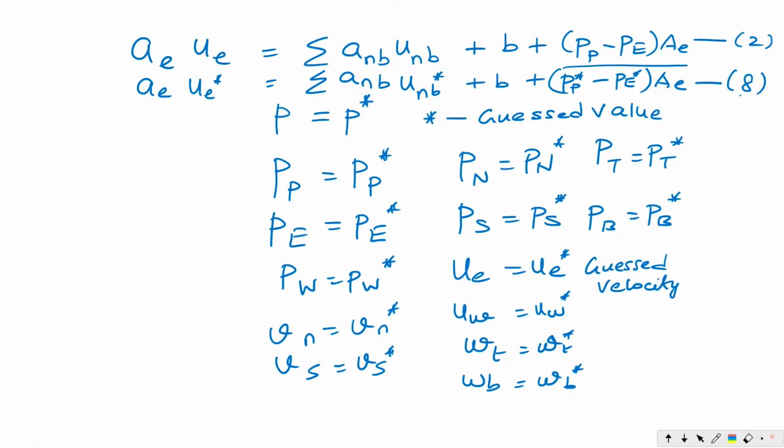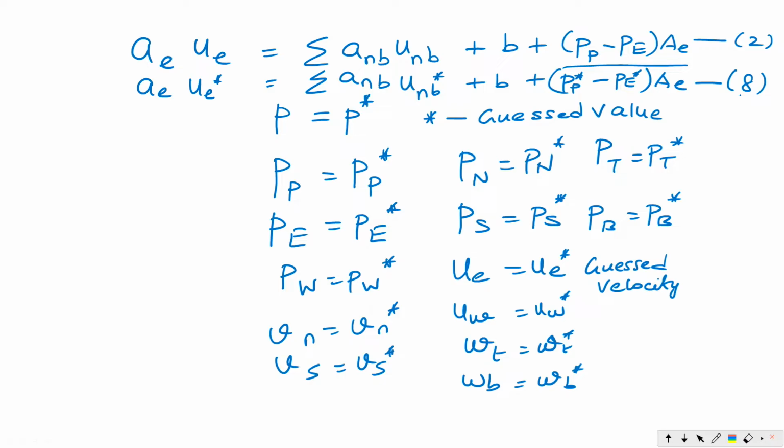I will consider this as equation number 8. So I will copy these two equations and put them in the next slide, and we will discuss further. What is the objective here? We try to frame an equation for the U control volume. With that we try to find the equation for UE: AE UE equals sigma ANB UNB plus B plus (PP minus PE) of AE. In this equation, if we know the pressure difference, we can find the velocity UE.